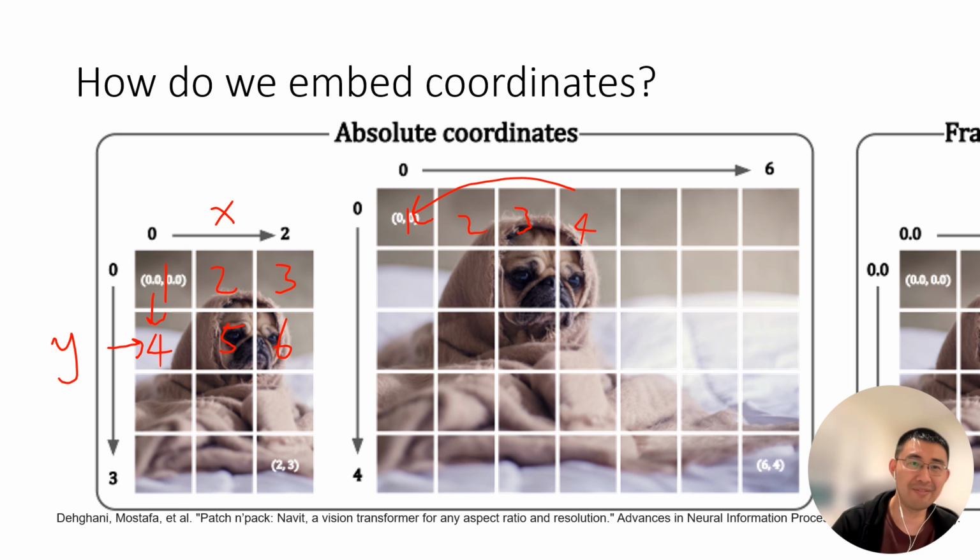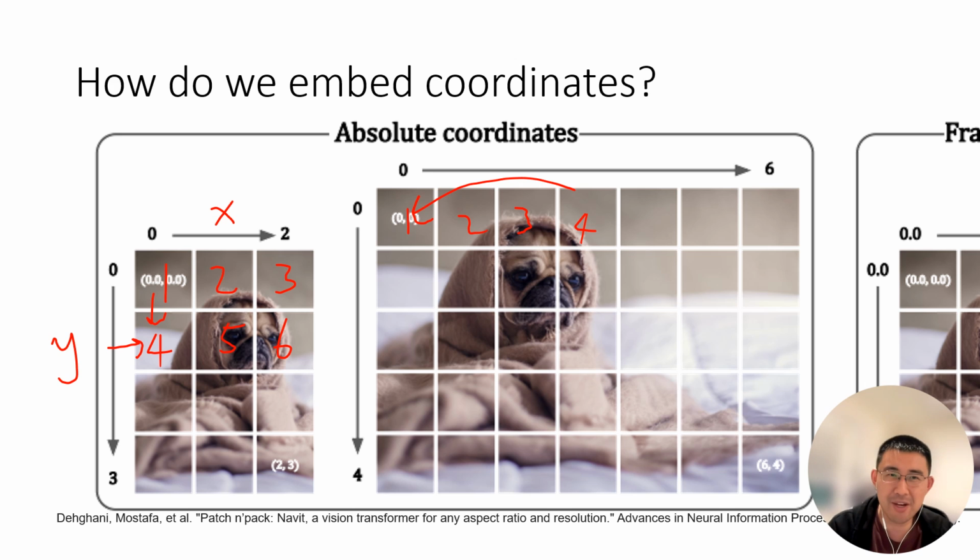So to deal with this problem, the author decided to do X and Y separately. X is from 0 to 2, Y is from 0 to 3, and what they're going to do is find the X embedding, the Y embedding, and then combine them together. How do we combine? You can do addition, you can do multiplication, there are different ways, but the core is we do them separately and then put them together. So this is one way. And this is using the absolute coordinate method.